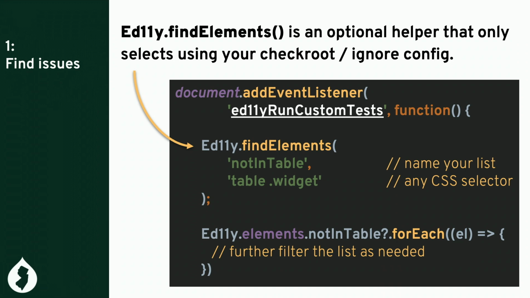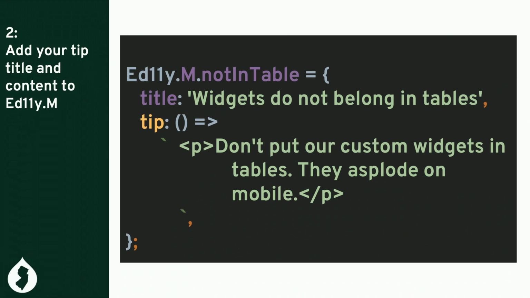So you can say find elements, call my list not in table, and then you can say edly.elements.not in table for each. Do whatever you want. Further tests, further filters, whatever. I recommend going this way. And then you tell editorially what you want in your tip.